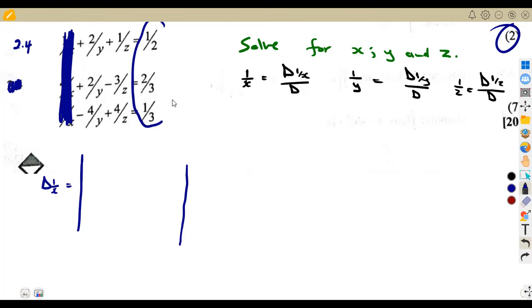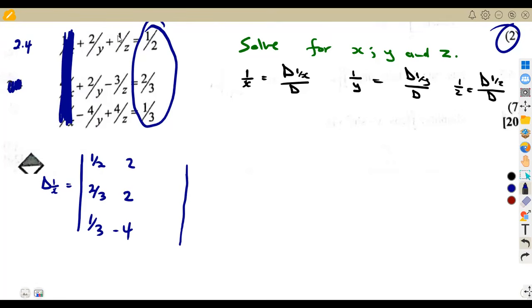The constants, these are the constants here, which we are going to replace with 1 over 2, 2 over 3. All right, let us just put it so that we can write everything. So this is 1 over 2, 2 over 3, 1 over 3. You replace where there is 1 over x. The part of 1 over y remains as it is with 2, 2, and minus 4. You take the number and the sign.